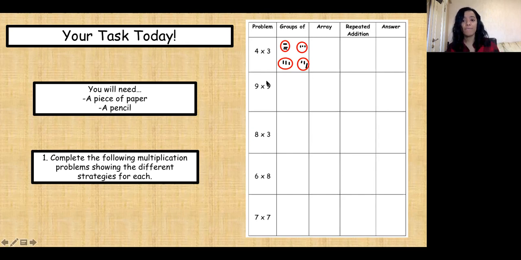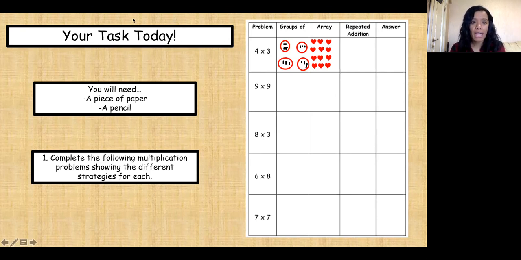Now I have here 4 groups of 3. I can count them all, okay, to get my answer. Then I can also do a lovely array, okay? So yesterday I said you guys could do the crosses, that's fine, or if you want to do a different symbol. How many do I need to be putting down? Sorry, 4 down. So 1, 2, 3, 4. How many across? 1, 2, 3. I'm going to go ahead and fill in the rest of the array. I can count them all to get my answer.